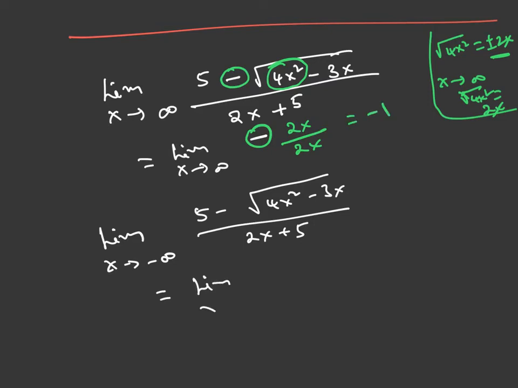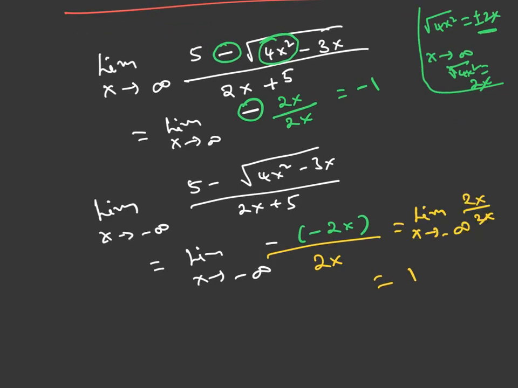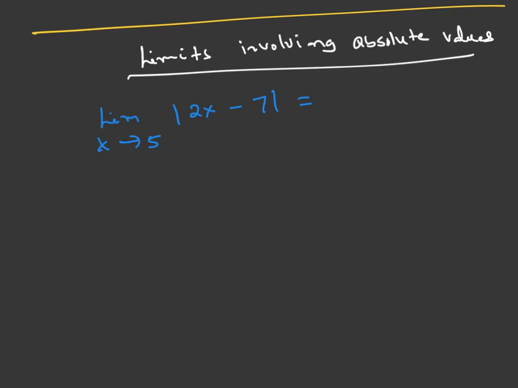Whereas this one, negative 4x squared, square root of 4x squared would be negative 2x here, because x is approaching negative infinity, and that would be positive 1 because that's 2x over 2x, and you must write limit here because you still have the variable, and that would be positive 1 because you can cancel those two. So for limits involving absolute values, if there is no indeterminate form, you just simply plug it in.